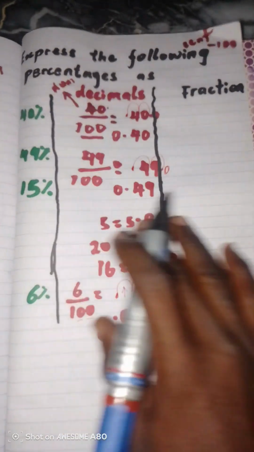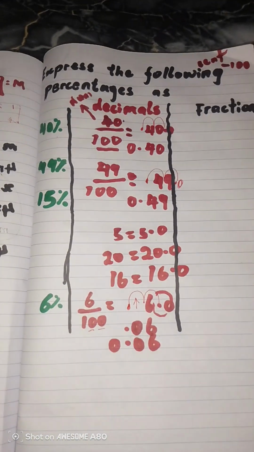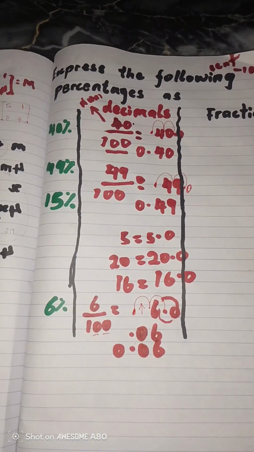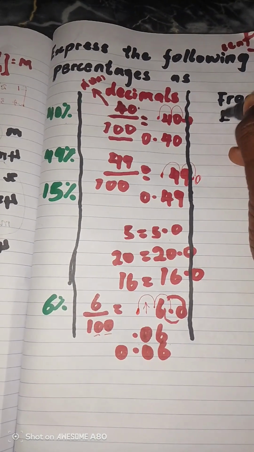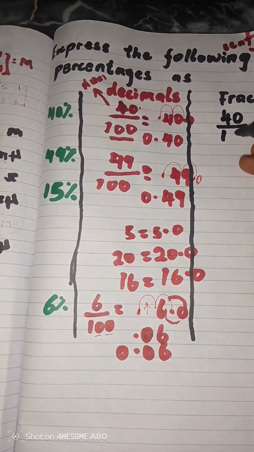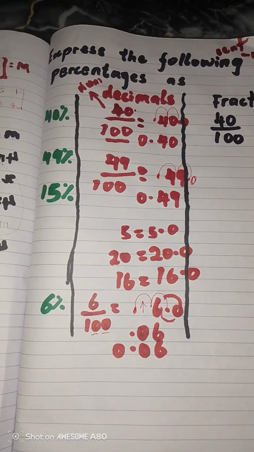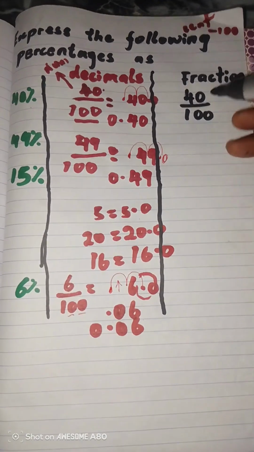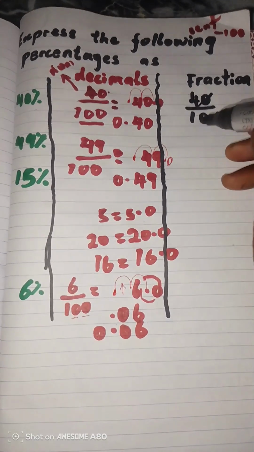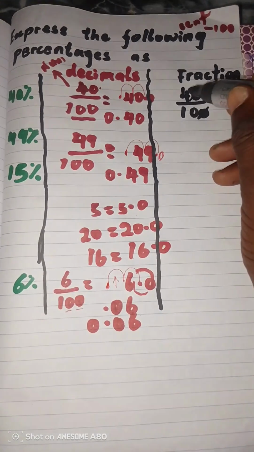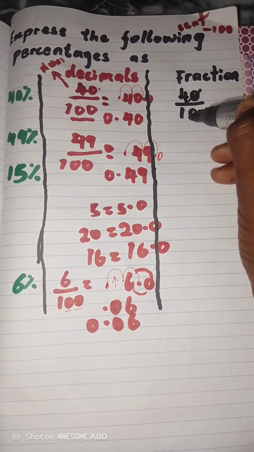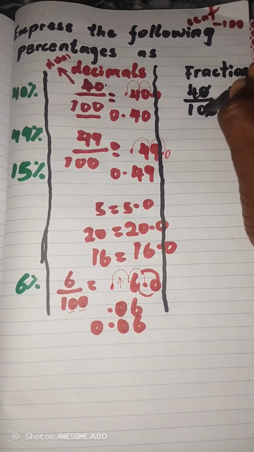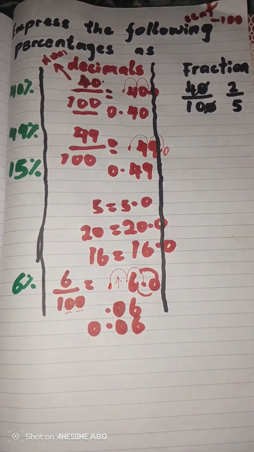If you want to leave it as fractions, 40% is still 40 all over 100. This is a fraction already, no need for decimal. All you need to do is break it into its lowest terms. 0 cancels 0. You're left with 4 over 10. Then what can go into 4 and 10 at the same time? 2. 2 in 4 is 2, and 2 in 10 is 5. So 2 all over 5.